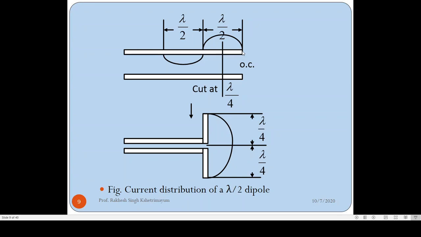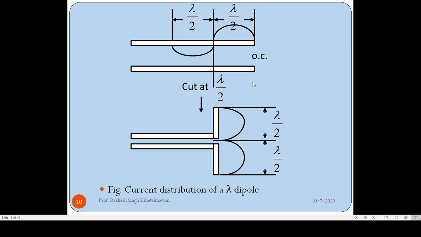So at the end you have zero current. At this point where you have lambda by 4, you have the maximum current. So this looks like a current distribution of this form here. So a lambda by 2 dipole will have a current distribution like this, maximum at the center and minimum at the two ends.